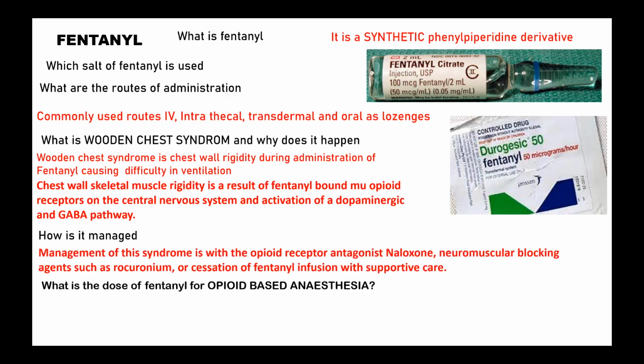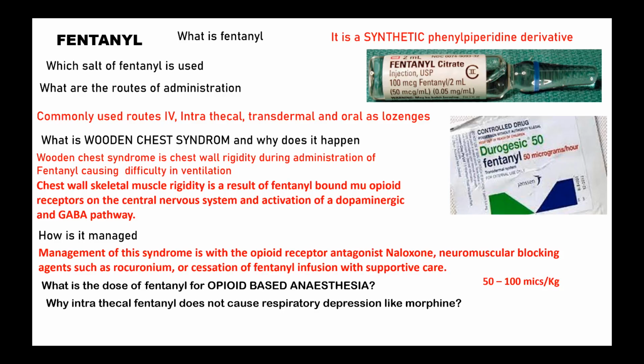What is the dose of fentanyl for opioid-based anesthesia? 25 to 35 mics per kg, sir, IV. 50 to 100 mics per kg. So this is mainly done by cardiac anesthetists. For opioid-based cardiac anesthesia, it is 50 to 100 mics per kg.